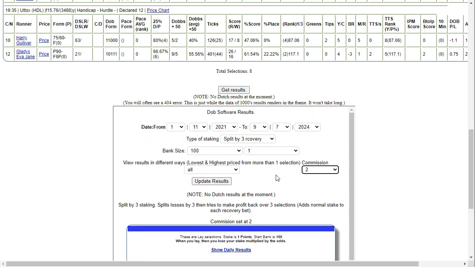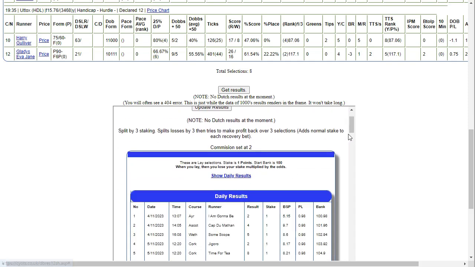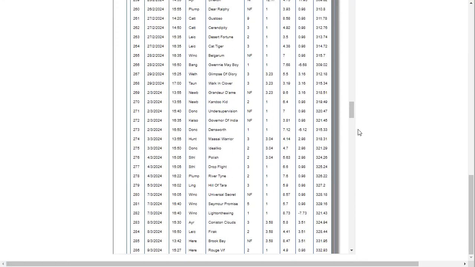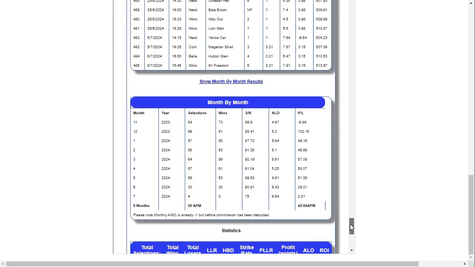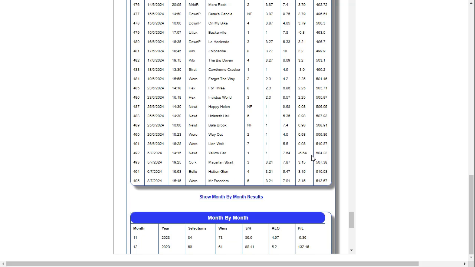Split by 3 recovery. I'll show you exactly how that works because we've just gone through it, and I'll show you that in the bot as well. Basically, we had a loser here at 7.64, which, you know, you take off 1 and you get a loss of 6.64. If you divide 6.64 by 3, you get 2.21. And if you add that to the stake, that means for the next 3 runners, you're going to try and win it back at that heightened stake of 3.21.